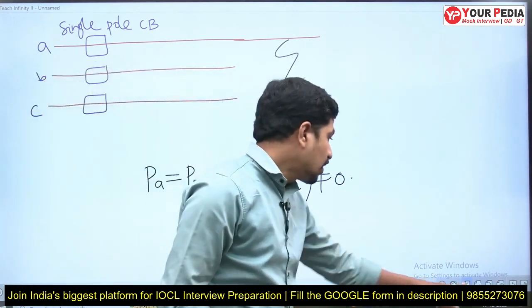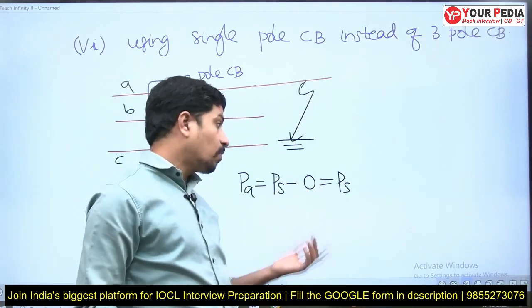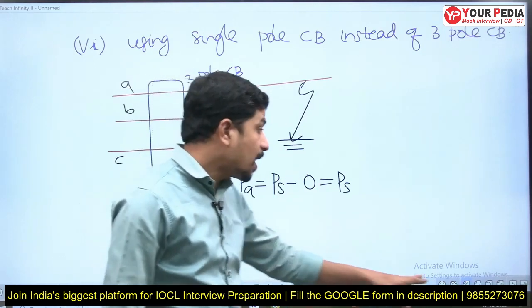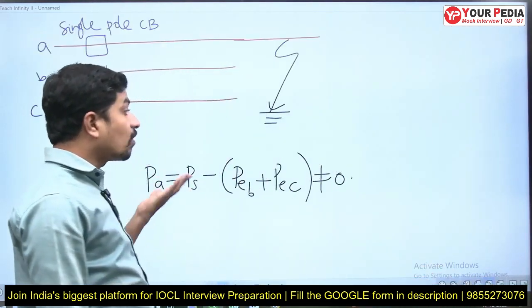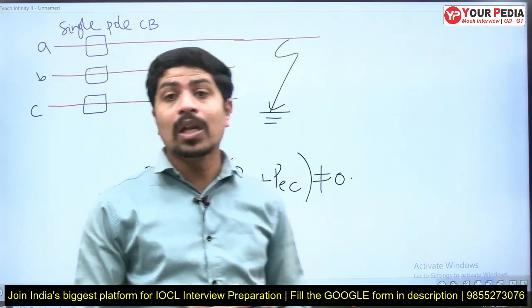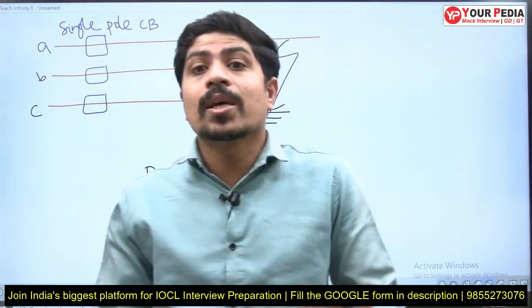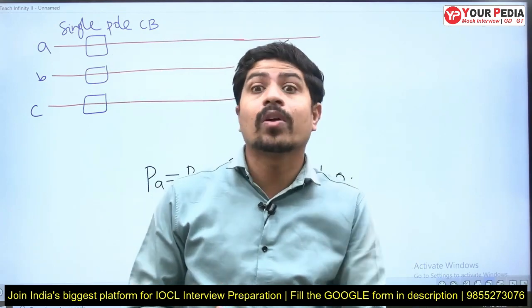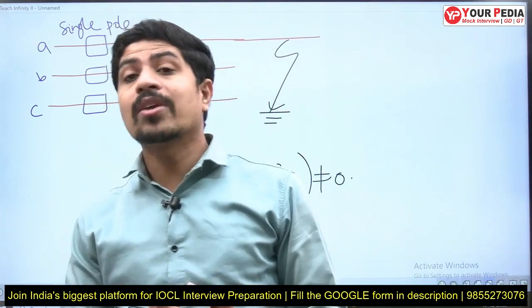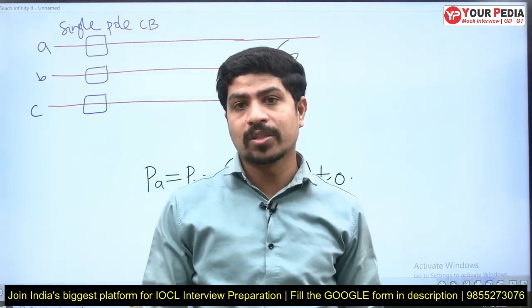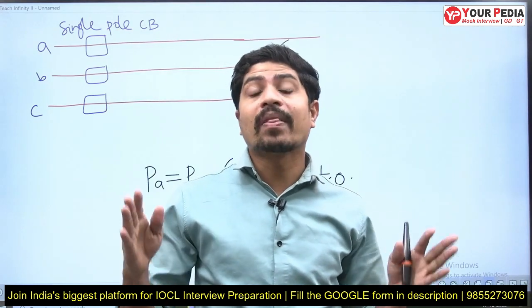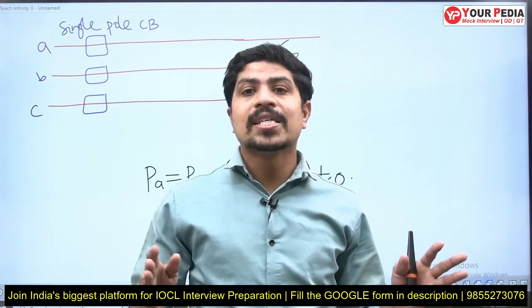Previously, the entire electric power output was 0, therefore PA was very, very high. Here, PA is not that high. Rotor acceleration will decrease. The system will be more stable when compared to the previous one. This is also a very good method: using a single pole circuit breaker instead of a 3-pole circuit breaker. These many methods are there to improve transient stability.